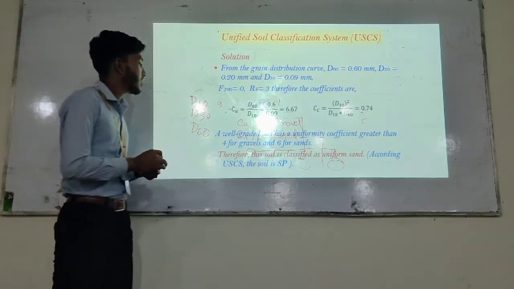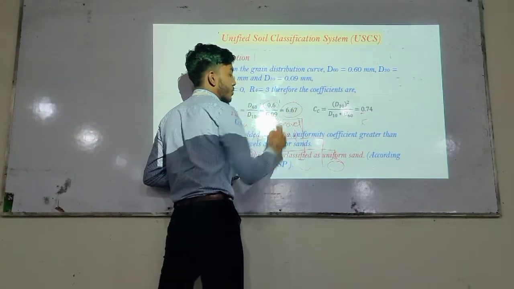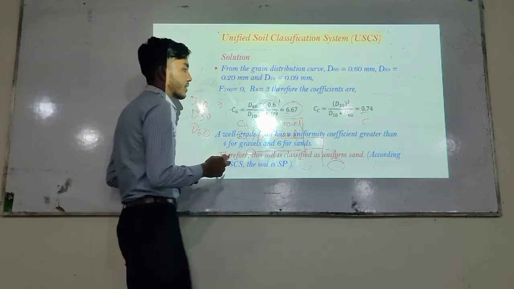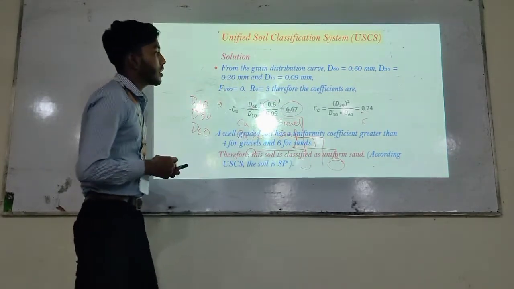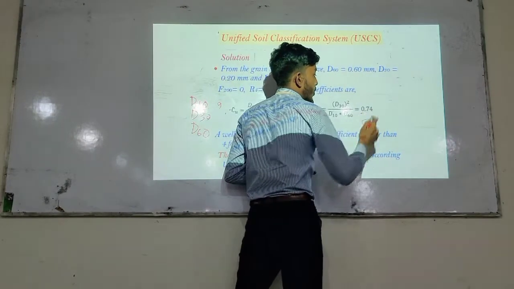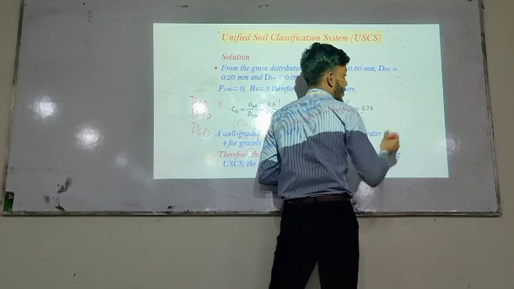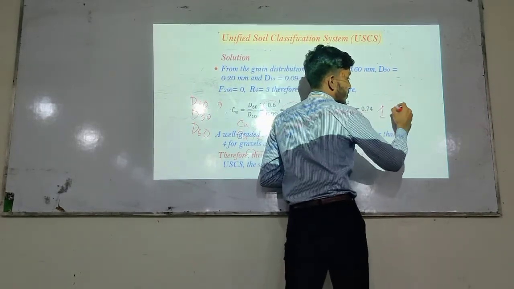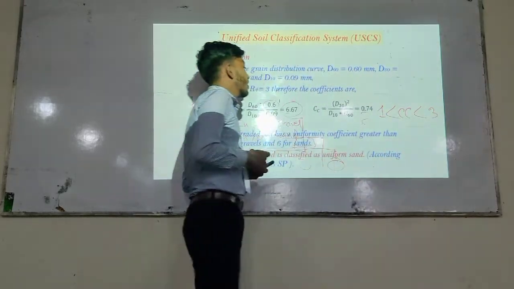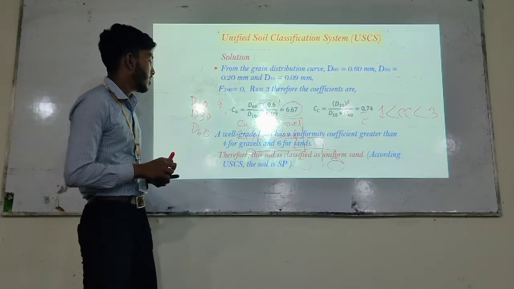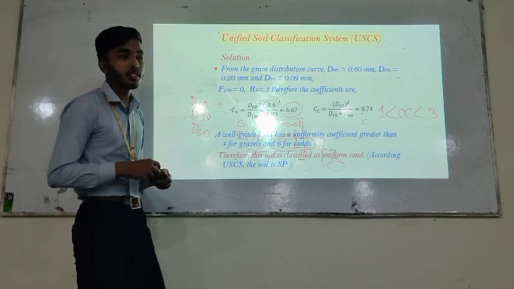Now we need to make decisions about the CU. Our result comes out 6.67. That means it's sand. Then the CC, which is 0.674, is beyond the criteria of 1 to 3. So we cannot define it by the CC. So our decision will be that it's a uniformly graded sand. That's all for today.